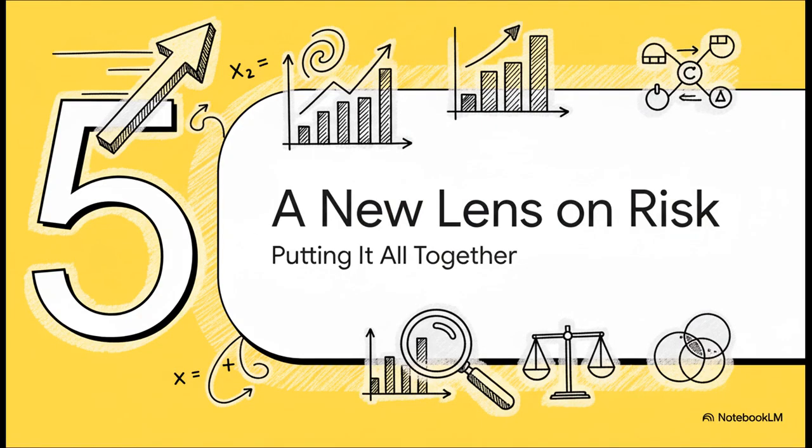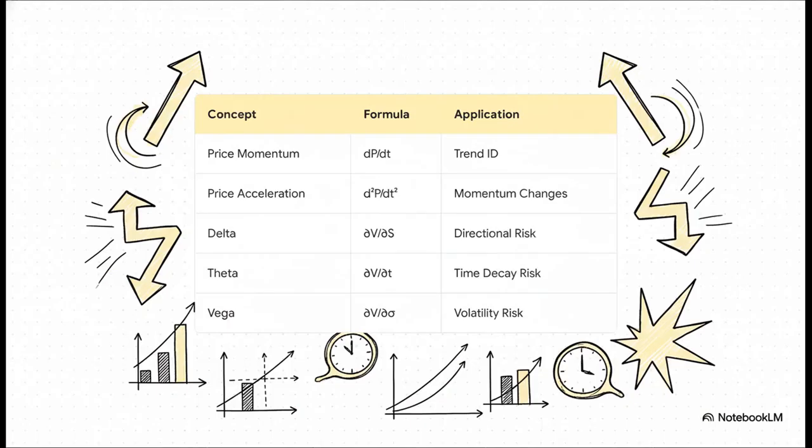So, we've gone from a pretty simple concept of speed to a real stock analysis, all the way to the sophisticated dashboards of options traders. Let's just pull this all together and really focus on what this new lens on risk gives us. Yeah, this table pretty much sums it up perfectly. Use the first derivative of price to get momentum and identify trends. Use the second derivative to find changes in that momentum, and then, in a world of options, you use different derivatives, delta, theta, vega, to precisely measure your risk to price, time, and volatility. It's all the same powerful idea, just applied in different ways.